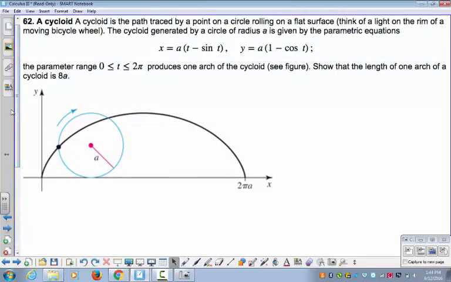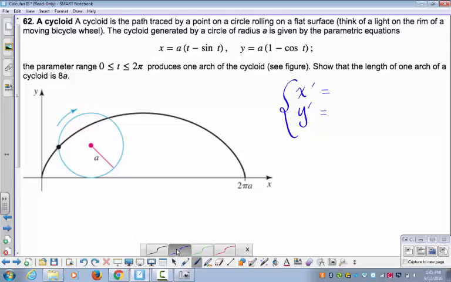Okay, so this is an example of a curve. It doesn't have an xy equation or Cartesian equation. It only has a parametric form. And this says to show that the length of one arch of the cycloid is 8a. And I want to just start this. I don't know if we need to go all the way through the whole thing, but if we want to show that the arch has length 8a, we're going to integrate the speed over the arch. And that will give us the distance traveled.